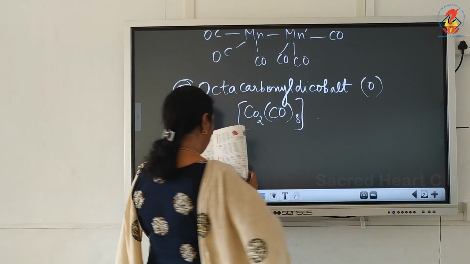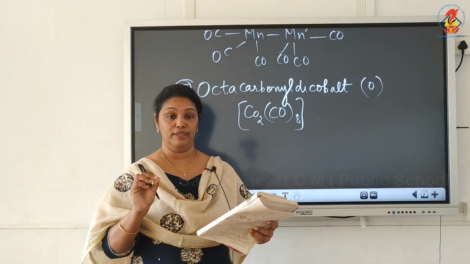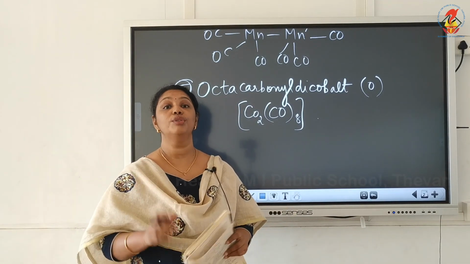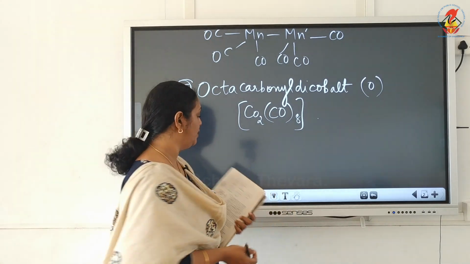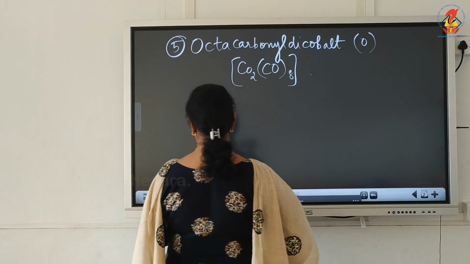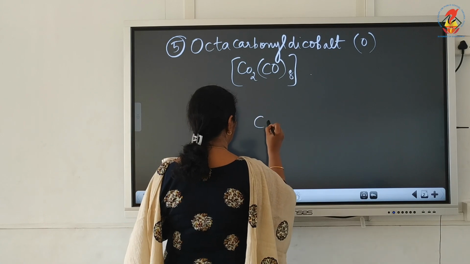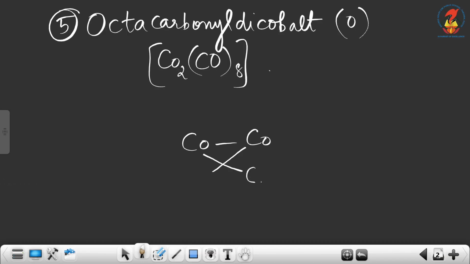Now the structure of the compound is, it has a cobalt-cobalt bond bridged by 2 carbonyl groups. So when we are asked to draw the shape, there is a cobalt-cobalt bond bridged by 2 carbonyl groups. So the shape will be like this. This is a cobalt-cobalt bond bridged by 2 carbonyl groups, CO, CO. Now, 2 carbonyl groups are bridged to the cobalt-cobalt single bond.